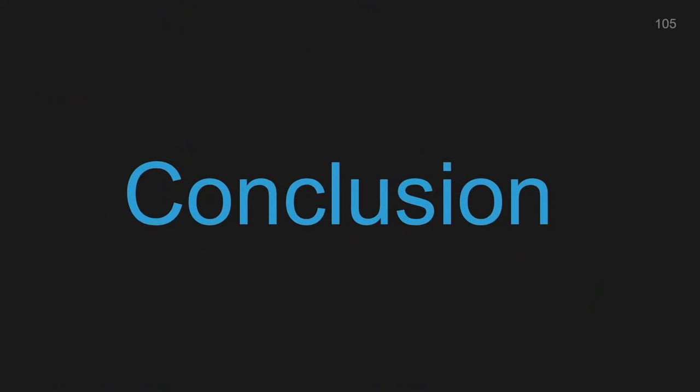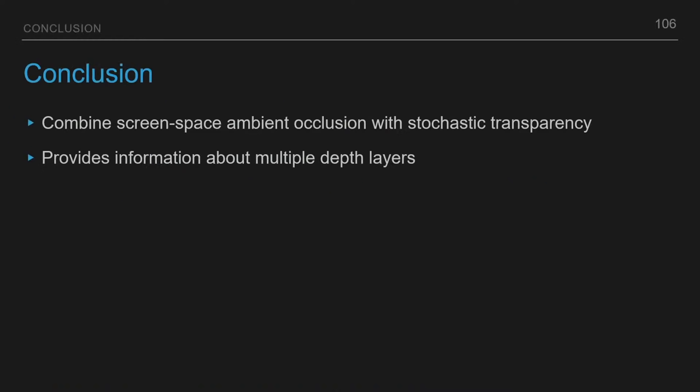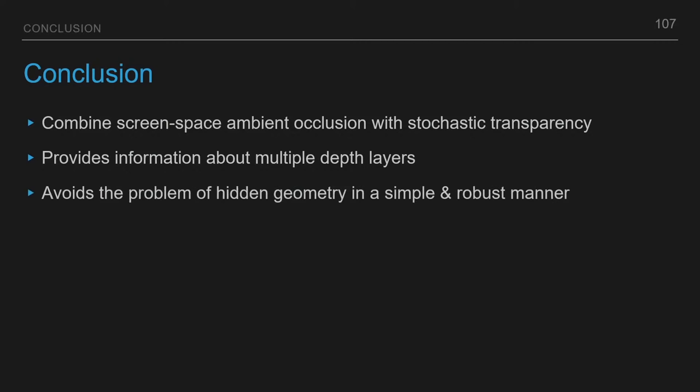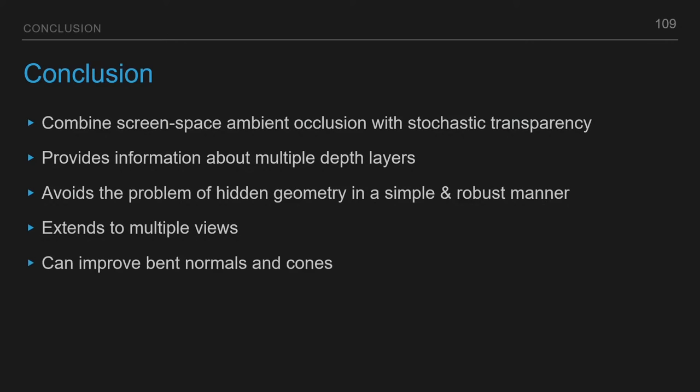So to conclude, we combine screen space ambient occlusion with stochastic transparency to provide information about multiple depth layers. This avoids the problem of hidden geometry in a simple and robust manner, easily extends to multiple views, and can be used to improve upon bend normals and cones.